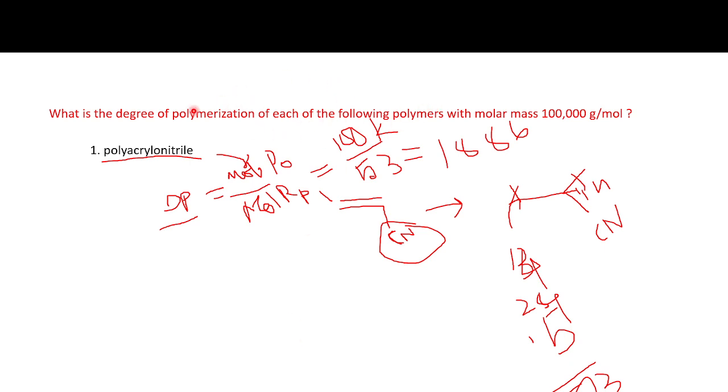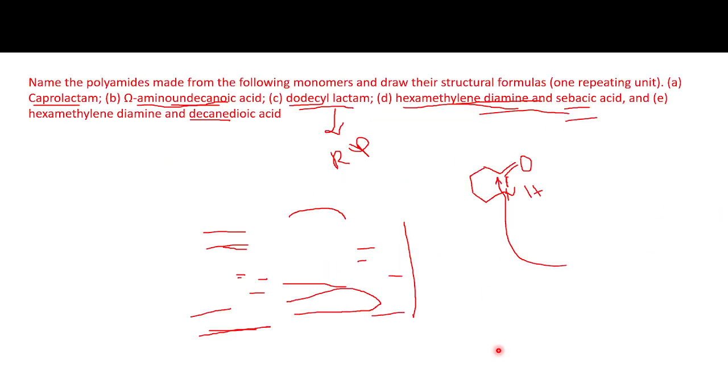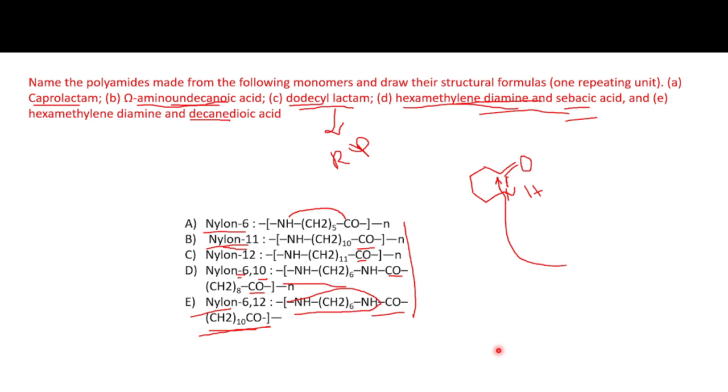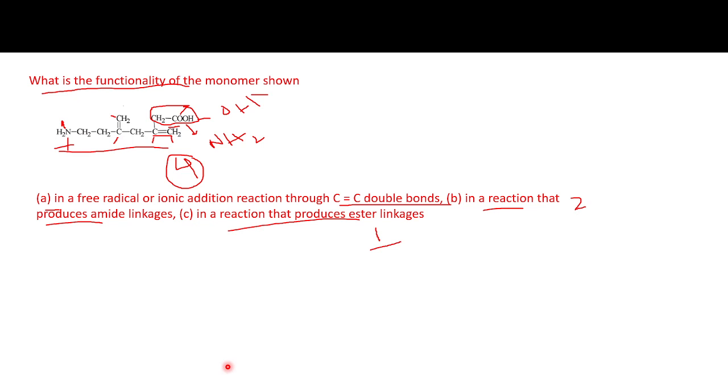Then we solved some problems. We found out the degree of polymerization of a polymer. So you have to know the repeating unit molecular weight. If you know the repeating unit molecular weight, we can calculate the degree of polymerization. Similarly, we find out what repeating unit is present and what the name of the polymer is, like caprolactam and amino decanoic acids, so these are nylon 6. And when there are two functional groups, we take the two functional groups into consideration. We call them nylon 610, nylon 612, depending on what amine and what acid come together to give a polymer.